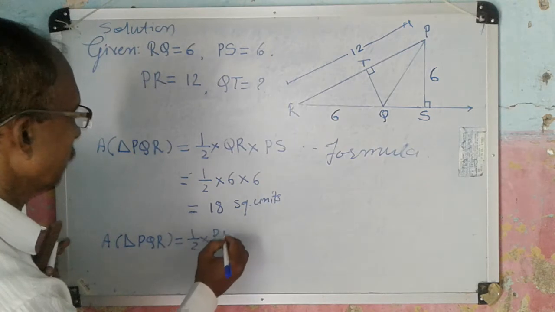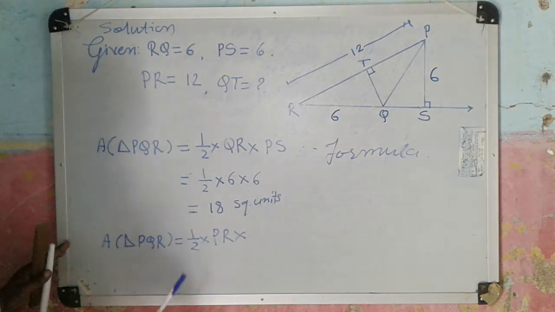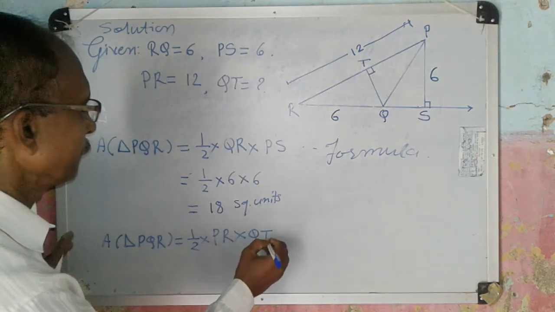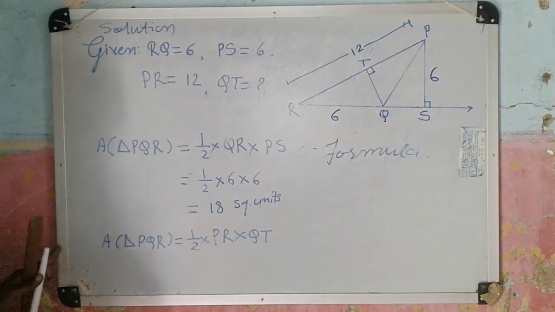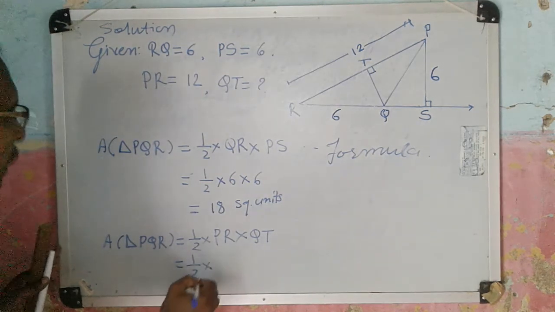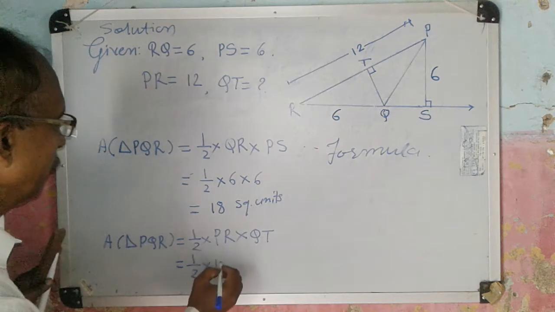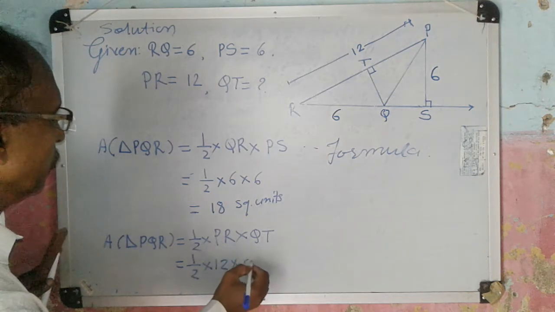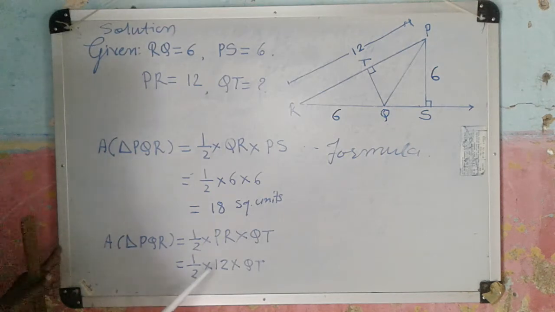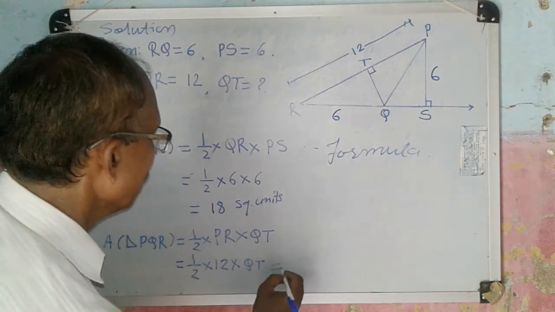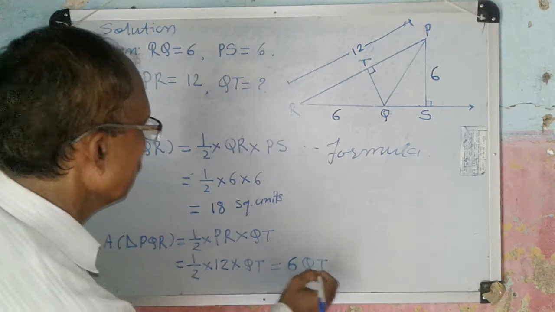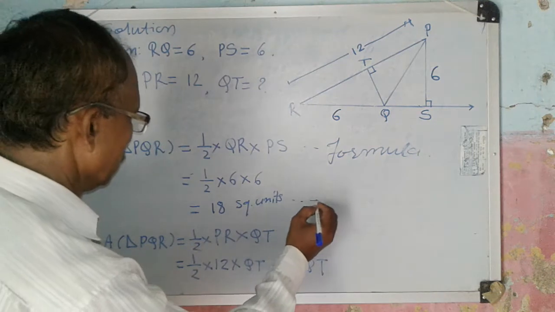PR, 1/2 into base PR into height QT. So after putting values we get 1/2 into 12 into QT. After simplifying we get, 2 6s are 12, that is equal to 6 QT. Suppose this is statement 1.